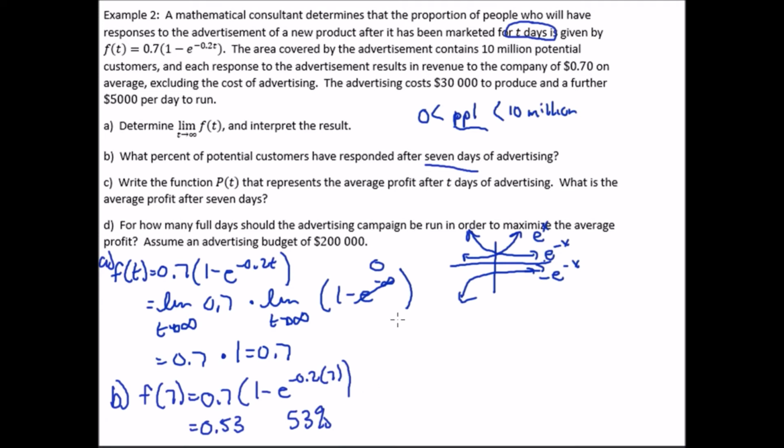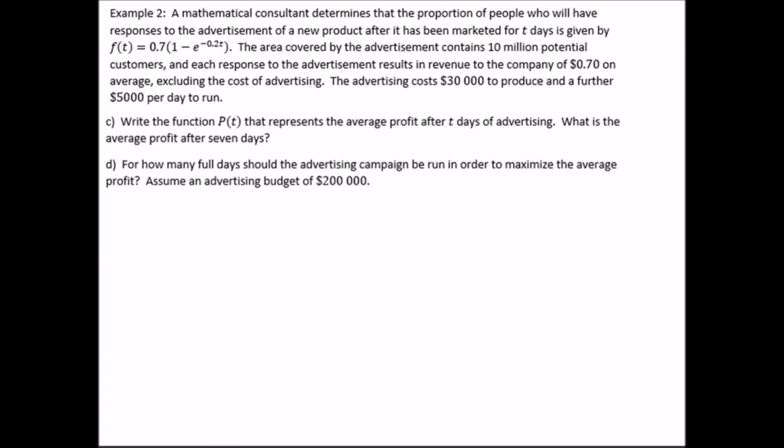C, write the function P at T that represents the average profit after T days of advertising. What's the average profit after 7 days? I just cleared my board. So we need to talk about the profit function, P at T. The average profit is going to be the difference between the average revenue received from all customers responding to the ad and the advertising costs.